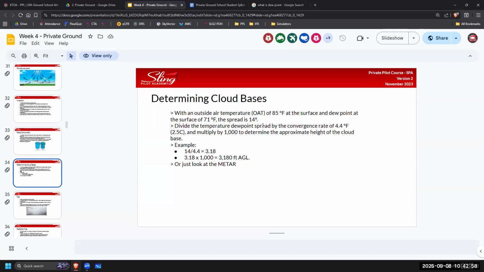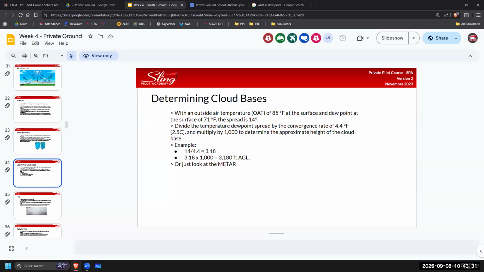They give us both the numbers and then you can determine the spread, the difference between the two numbers. And the difference tells you how humid the air is, how much moisture is in the air. So if we divide the temperature and dew point spread by the convergence rate, this 4.4 is always going to be the same. So if you have to determine a cloud base, first you find the temperature dew point spread. You find the difference between the temperature and the dew point.